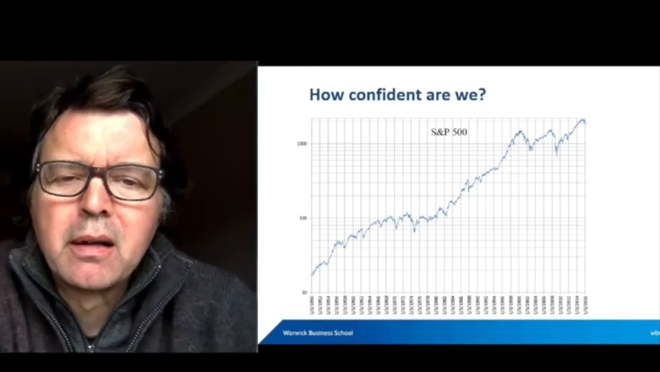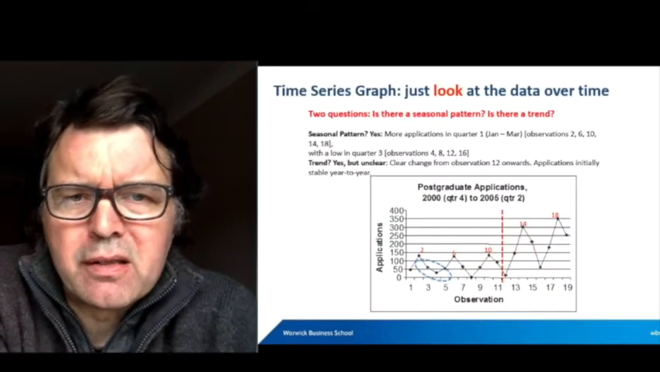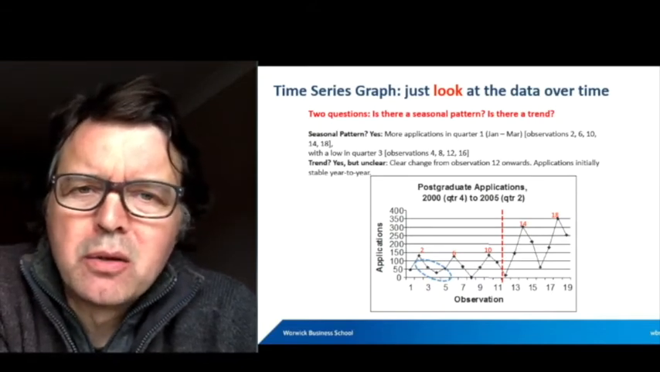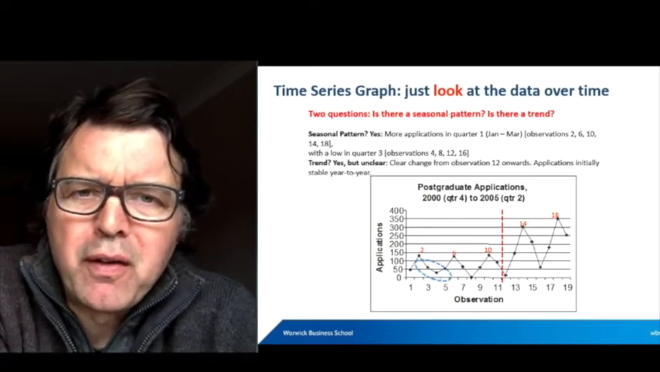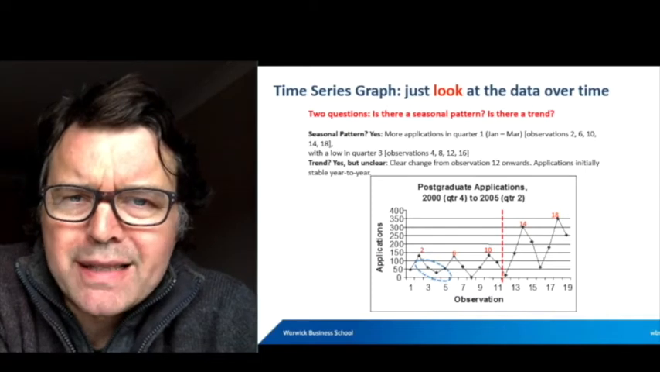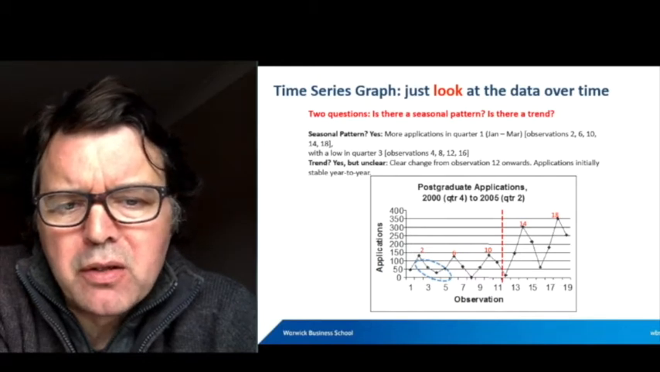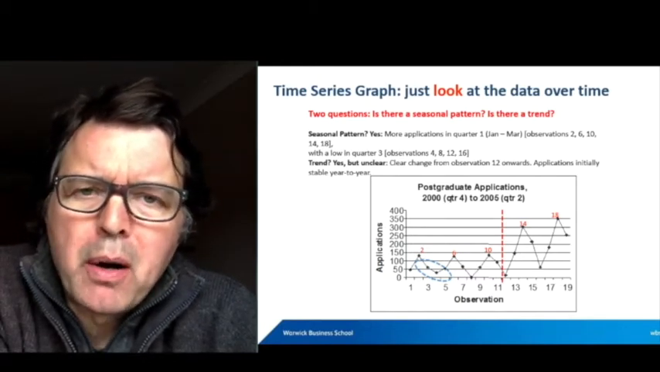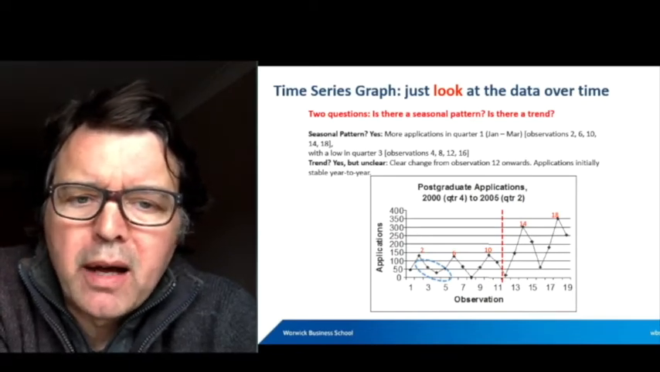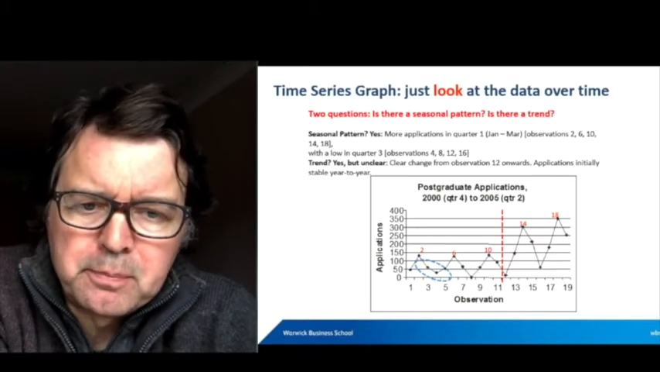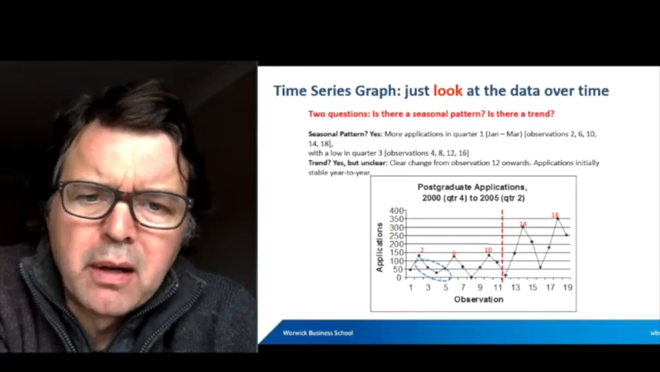So let's have a little bit more of a look at that. The first step for forecasting is to look at a time series graph. That means we look at a graph of the key variable that we're interested in over time. Here, for example, we have data which relates to applications for a postgraduate course over time. Okay, so we can see that we have 19 observations over a period of time.